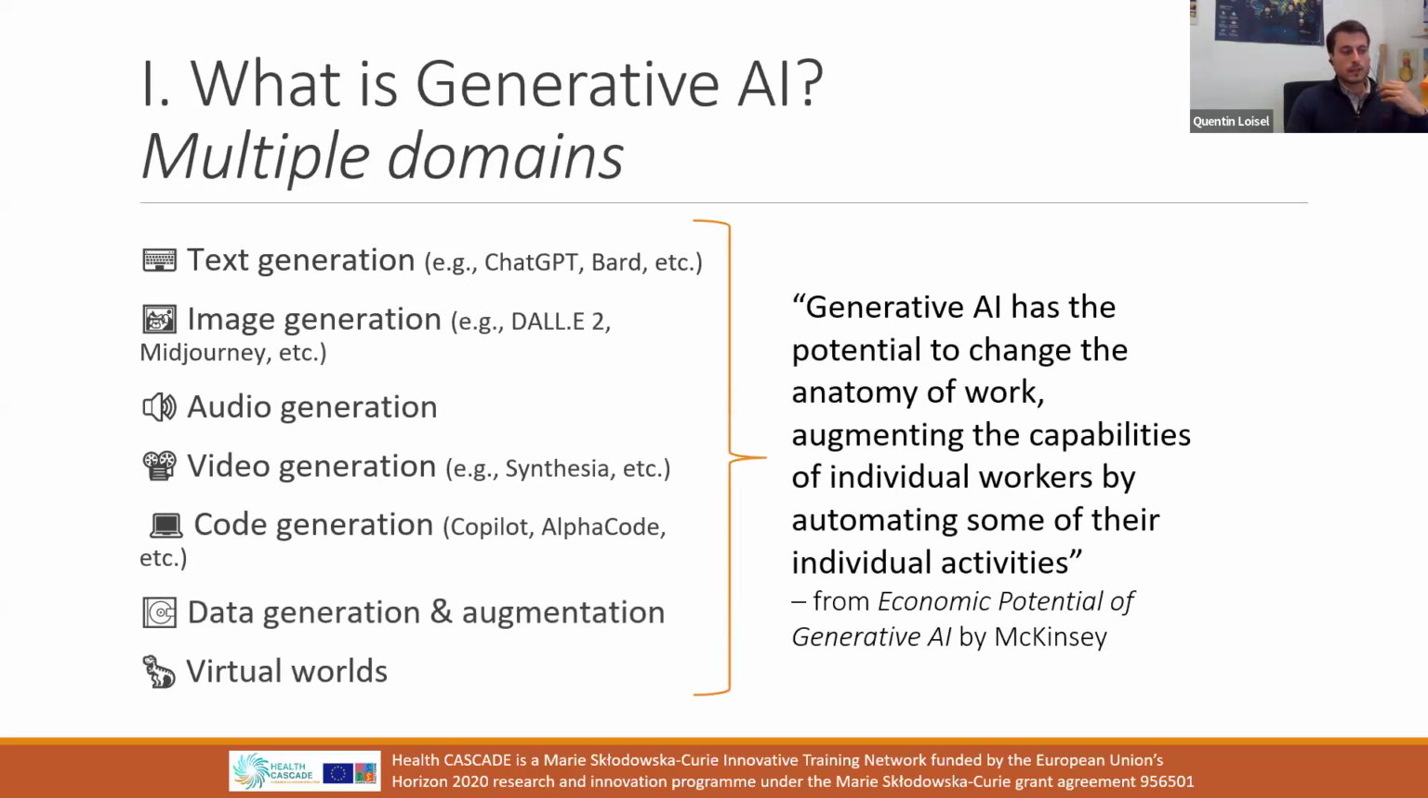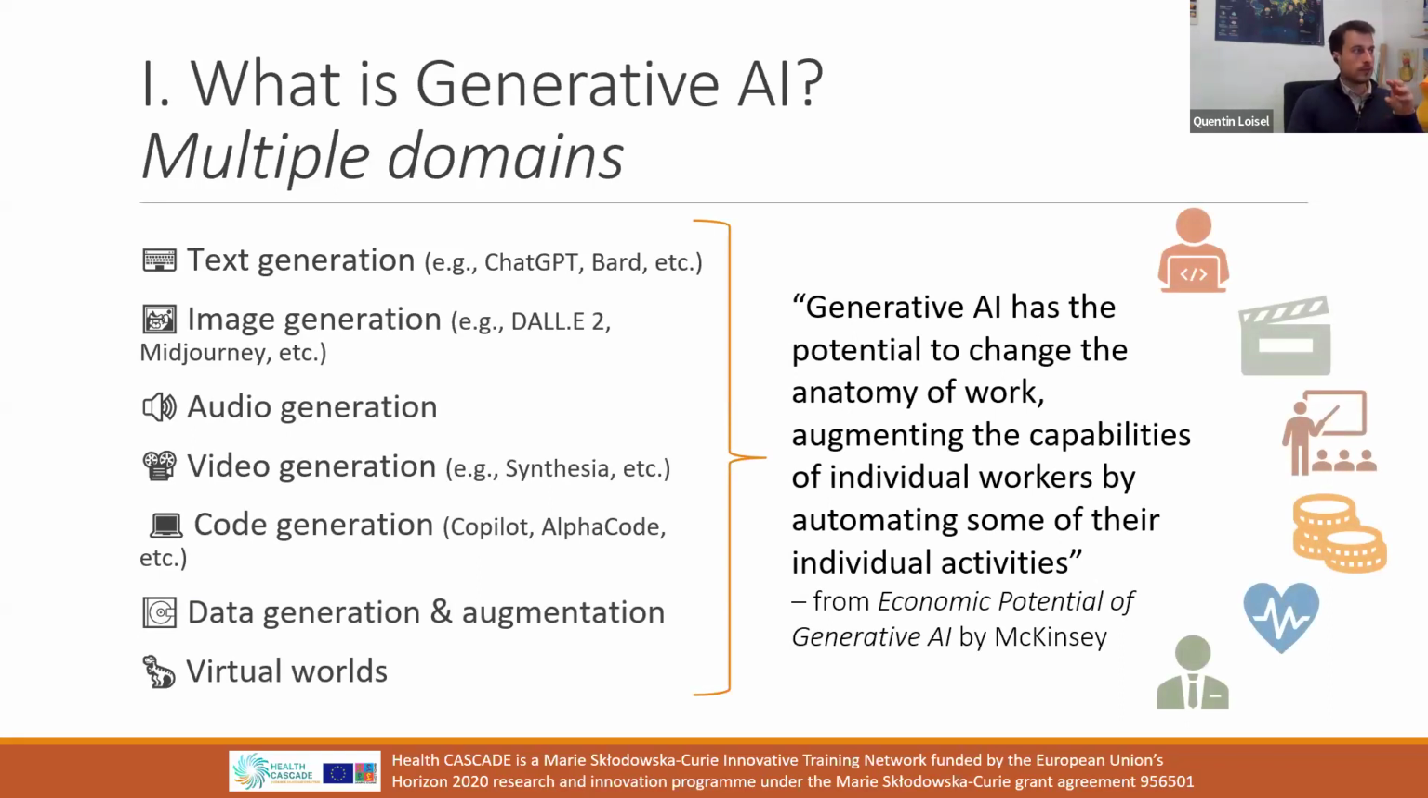Quickly, a McKinsey report said that generative AI has the potential to change the anatomy of work by augmenting the capability of individual workers and automating some of their individual activities. It created a big hype, because people were like, oh, we can do much more with AI than we used to think we were able to do, especially for creativity. It clearly identified fields that might be impacted: programming, the entertainment industry, education, finance, healthcare, and administration and project management.